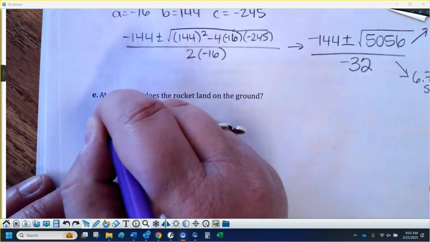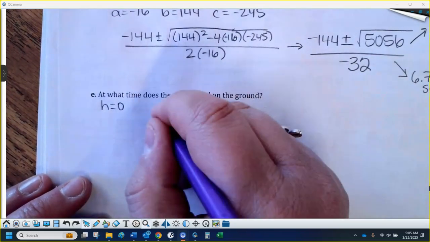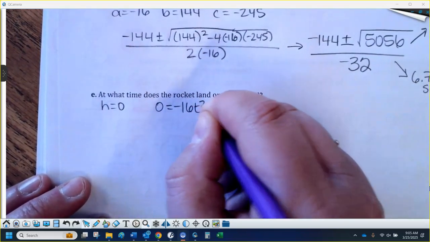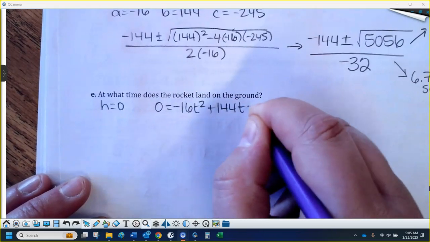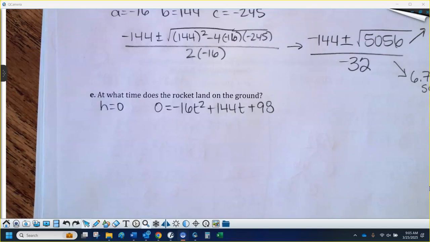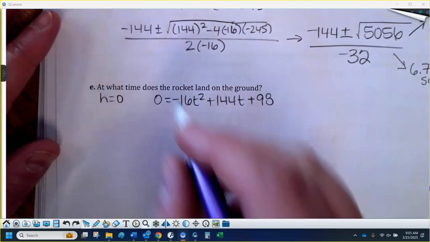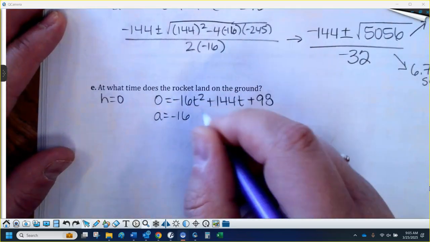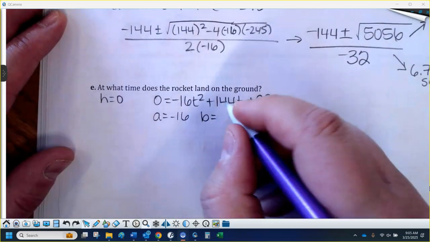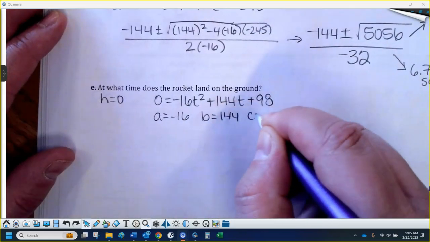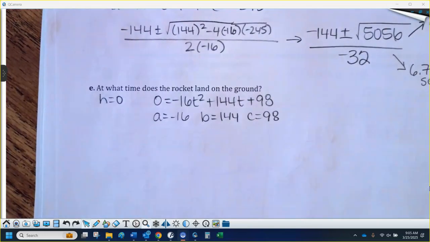If you're on the ground, your height is just 0. So the equation would be 0 equals negative 16t squared plus 144t plus 98. If you want to reduce the numbers, everything might be divisible by 4. I'm just going to leave the numbers alone because I'm going to do this on my calculator. I'm not asking you to leave this in radical form. We're just going to use the quadratic formula. So a would be negative 16, b would be 144, c for this problem is 98. I didn't have to do anything to set it equal to 0 because it's equal to 0, because we're trying to figure out when the rocket's going to come back to the ground.